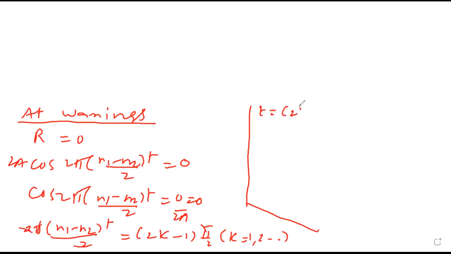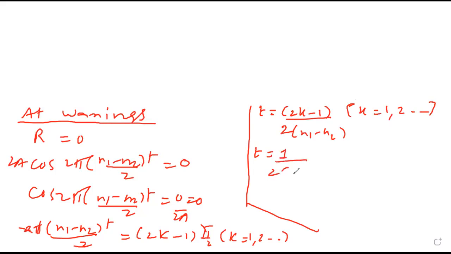So t becomes (2k minus 1) upon 2 (n1 minus n2), where k is 1, 2, and so on. This 2 and n1 minus n2 have been taken in the denominator. When you put different values of k, first is 2 into 1, 2 minus 1 is 1. So we get 1 upon 2 (n1 minus n2). Next will be 3 by 2 (n1 minus n2), 5 by 2 (n1 minus n2), and so on.